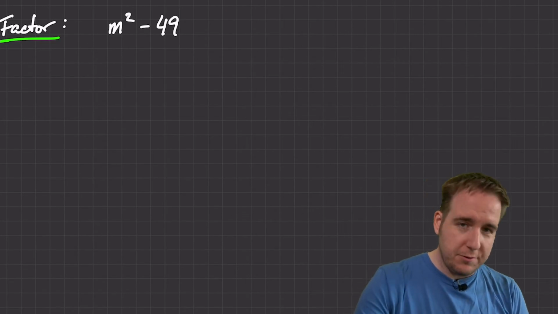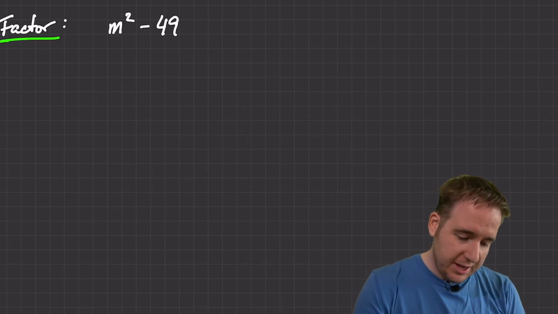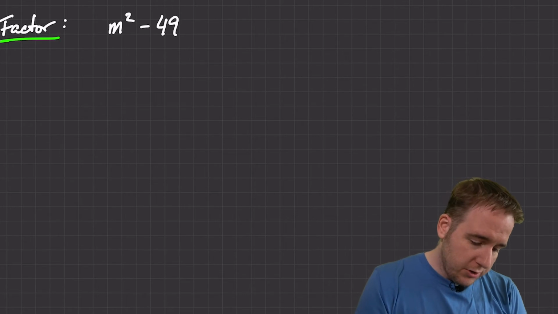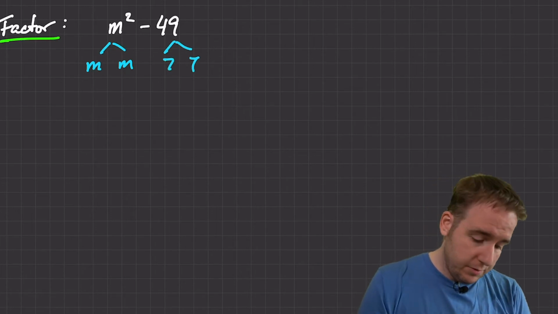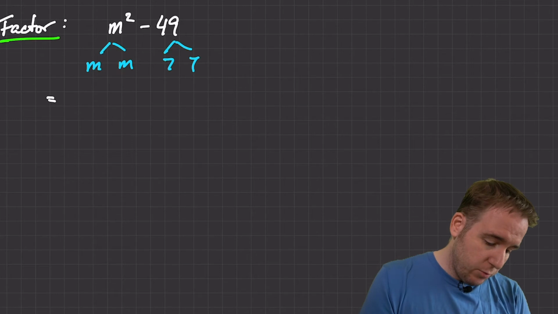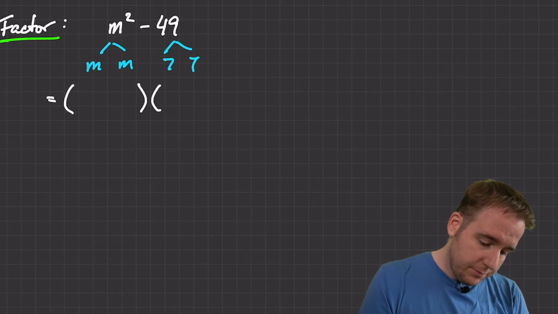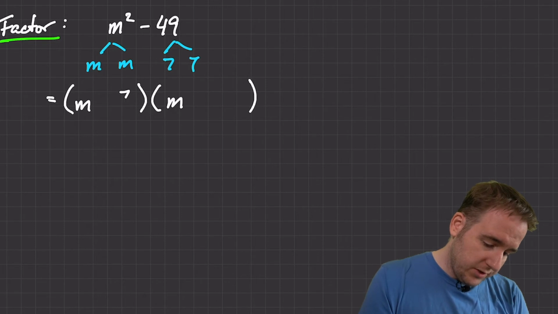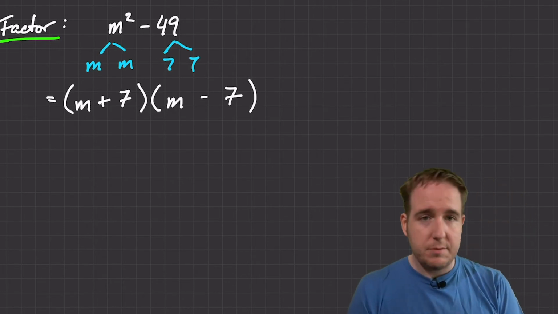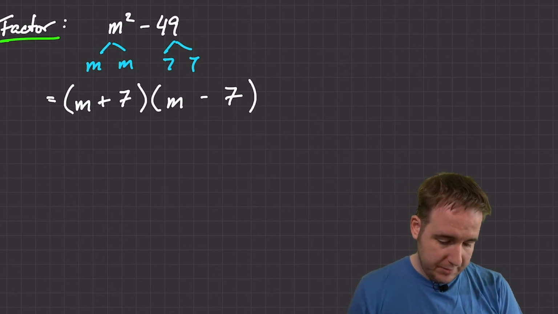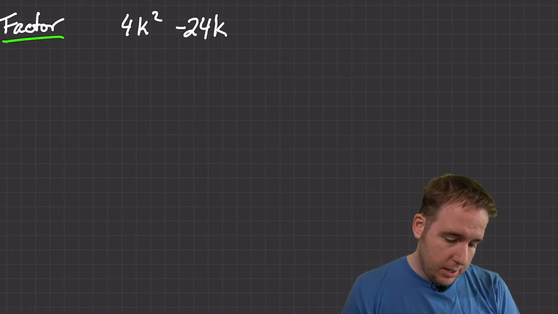Easy. So I'm on the lookout for squares because the last one got me before. So m squared is equal to m times m, and 49 is equal to 7 times 7. So the answer factored is just rearranging those 4 pieces. 1m here, 1m here, 1 7 here, 1 7 here. One of them is a plus, one of them is a minus. That was easy.